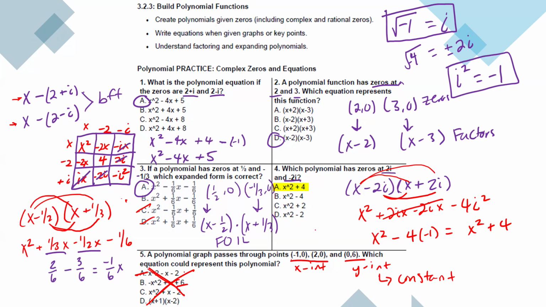I'll fix it later. But the main thing is, do we know what x-intercepts are? Do we know what y-intercepts are? Okay. Graphically, we do, and if we don't, it's the constant. This does have a y-intercept of 6. The rest was not true.